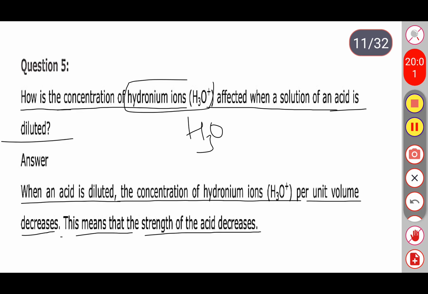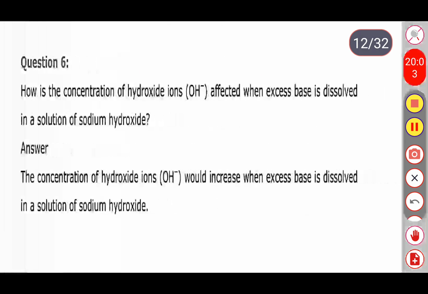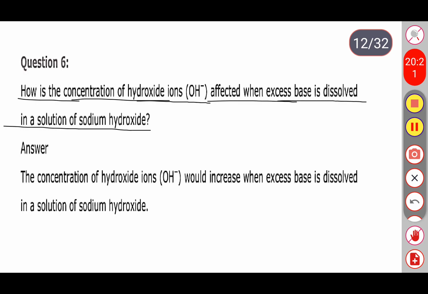How is the concentration of hydroxide ion, or hydroxyl ion, affected when excess base is dissolved in a solution of sodium hydroxide? See the answer. The concentration of hydroxide ion would increase when excess base is dissolved in the solution of sodium hydroxide. See the next question.